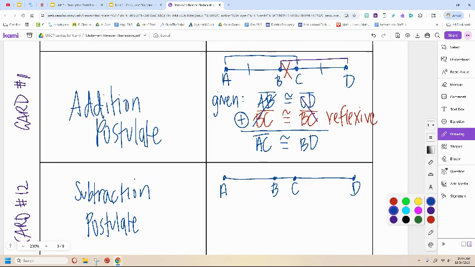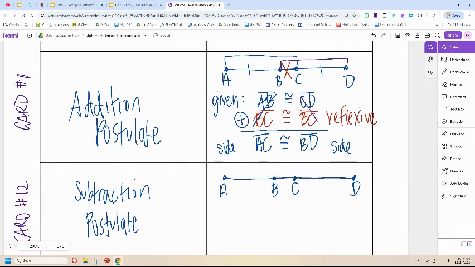I would use that if AC is a side of a triangle. Does that make sense? And BD is the corresponding side of the triangle. Okay? And once that's in my proof, do I get to use the letter S in my triangle congruency statement? Okay? Let's go to the next one. So that's the end of that card.